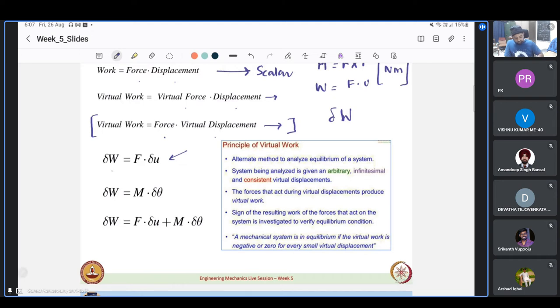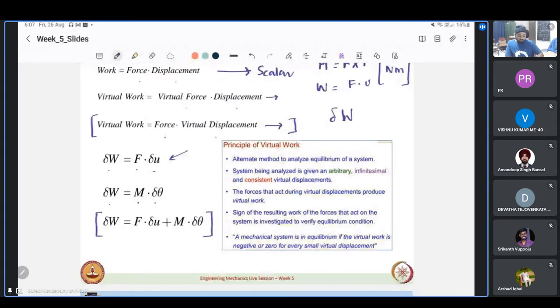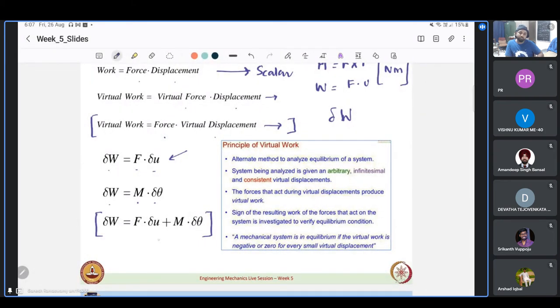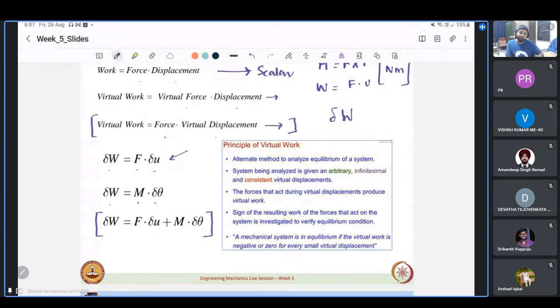So as we have seen that work is force dotted with displacement, similarly, work can also be construed as moment dotted with a rotation. Okay, so as we have seen in a generalized force system, we can apply either a force or we can apply a moment or both put together. So in the case when both are put together, since it is scalar, we can simply add it. So the total virtual work can be defined as the dot product of force with the virtual displacement and moment with the virtual rotation.